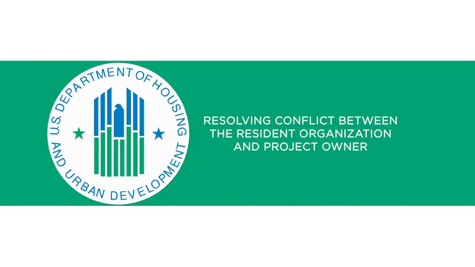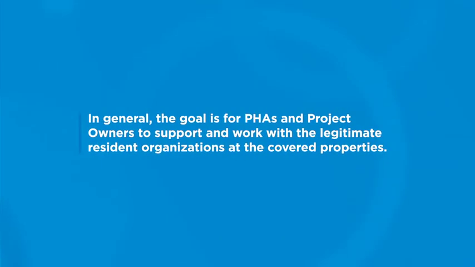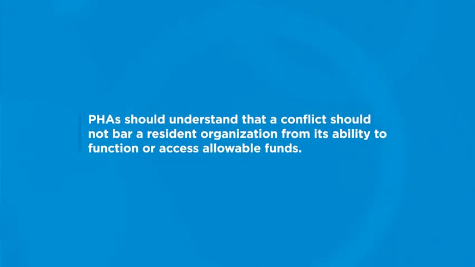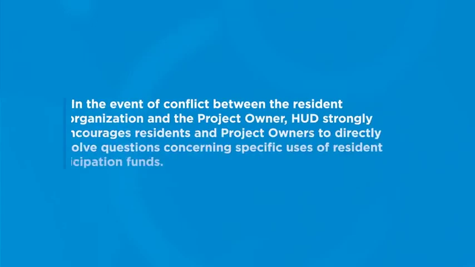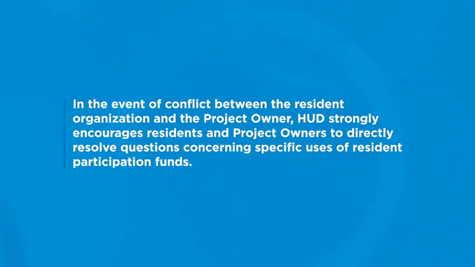Resolving conflict between the resident organization and project owner. In general, the goal is for PHAs and project owners to support and work with the legitimate resident organizations at the covered properties. PHAs should understand that a conflict should not bar a resident organization from its ability to function or access allowable funds. In the event of conflict between the resident organization and the project owner, HUD strongly encourages residents and project owners to directly resolve questions concerning specific uses of resident participation funds.